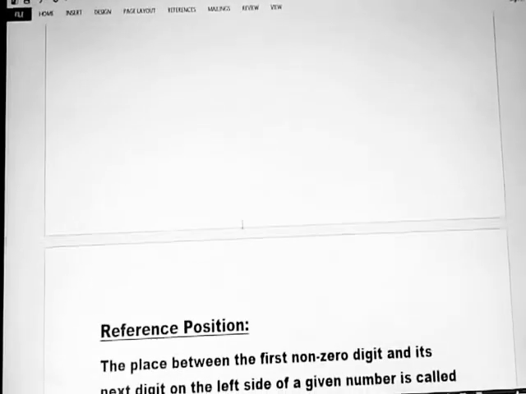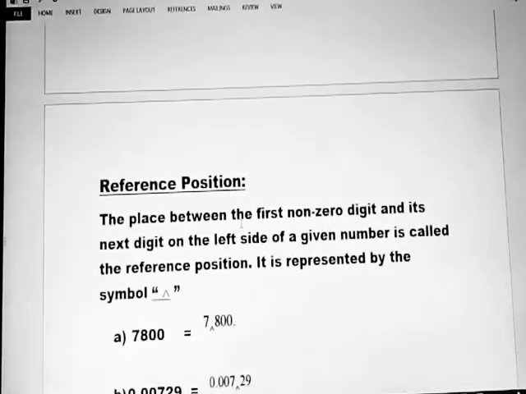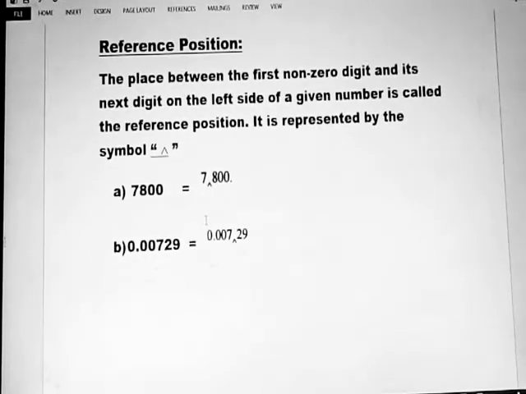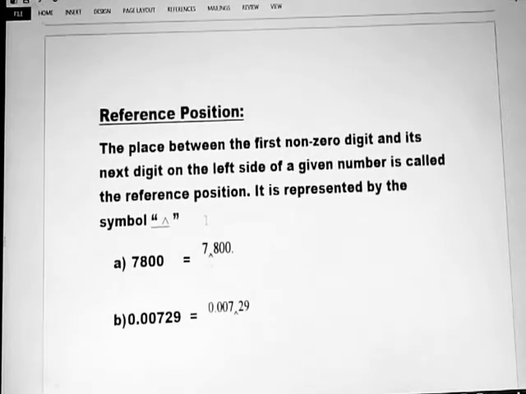Now how do we write a number in scientific notation? Before that, we discuss what is meant by reference position. Reference position is the place between the first non-zero digit, that is, the digit other than 0, and its next digit on the left side of a given number, and it is represented by this head symbol.